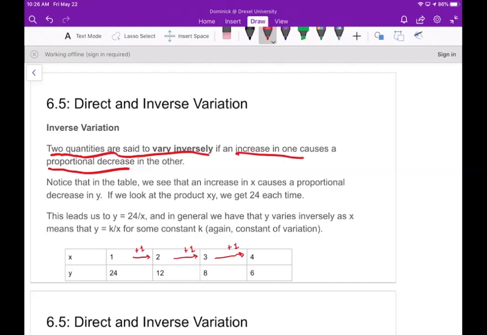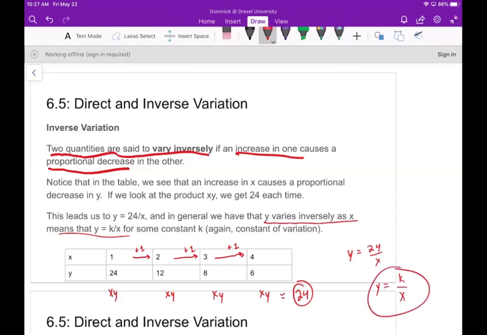And the idea is that if you look at the product x times y, you get the same thing each time. You get 24, right? So that's how you can check if you have two quantities that are varying inversely with each other. In this case, we can say that y is equal to 24 over x. And in general, if y varies inversely as x, that means that y is equal to k divided by x. So that's sort of the key here.